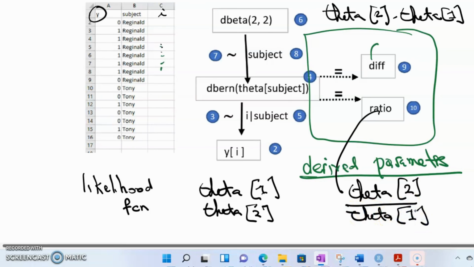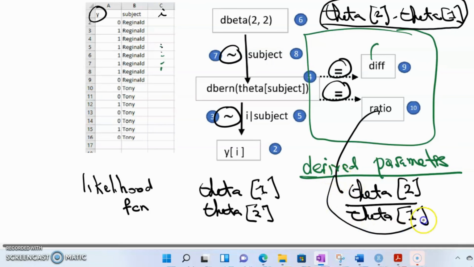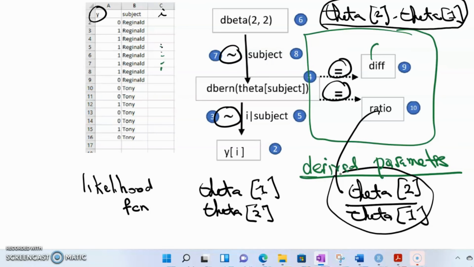over Reginald's theta. Up until now, we've always had tildes here. Now we're seeing something different. We're seeing equal signs because these are just mathematical. There's no sort of distribution involved here. These are just mathematical calculations. So, that's a brief introduction to Reginald and Tony and their coins.